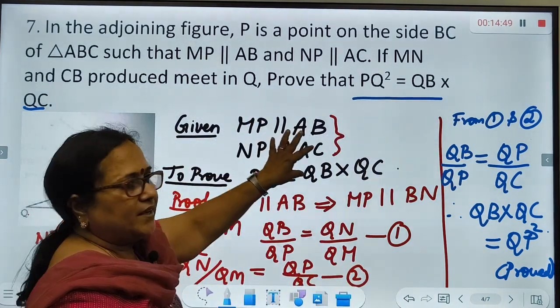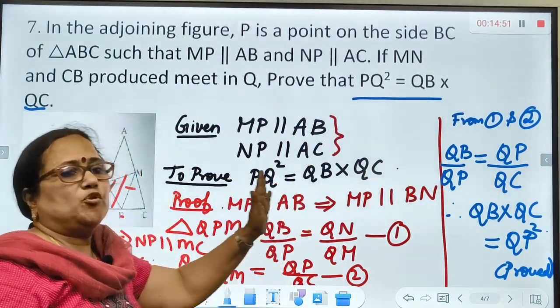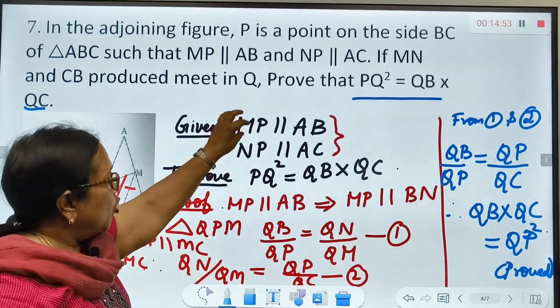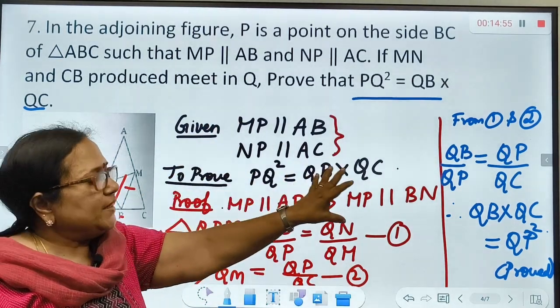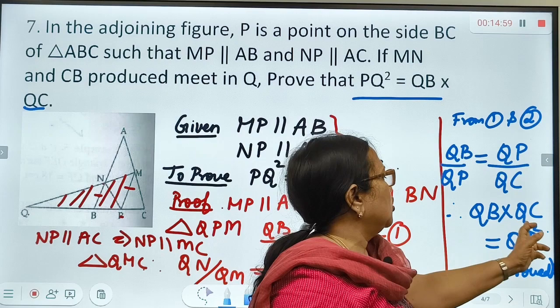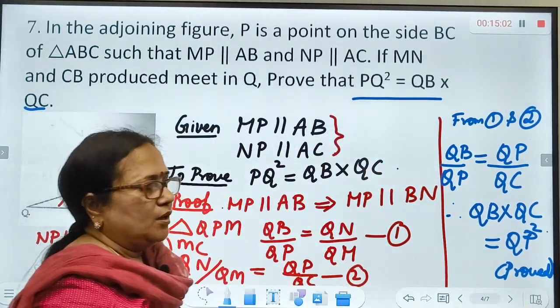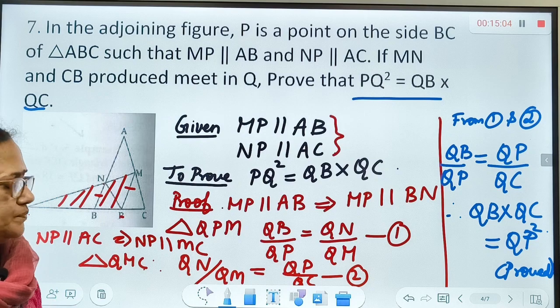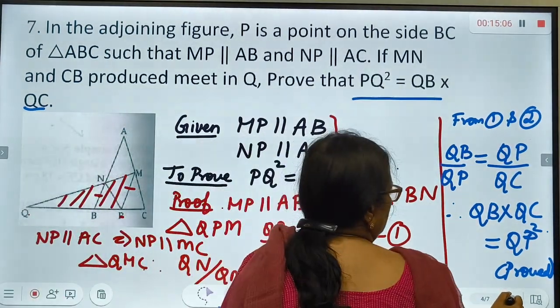So, two statements are given. I have applied basic proportionality theorem in both the cases, combined the results, interpreted them, and got QB into QC equal to QP square. Are you all able to follow? Is it clear?